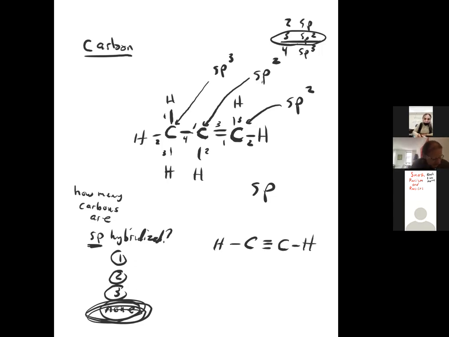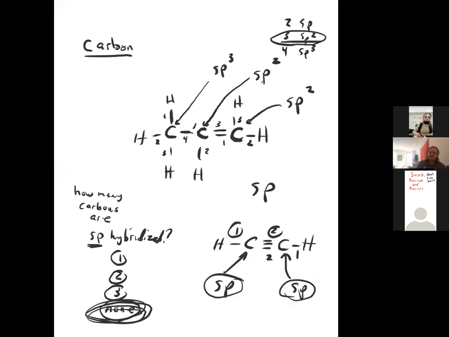Okay, let's take this carbon right here. It has 1 electron domain, 2 electron domains, so that's sp. This carbon right here, it has 1 electron domain, 2 electron domains. So that one's sp. Okay. So that would be sp.